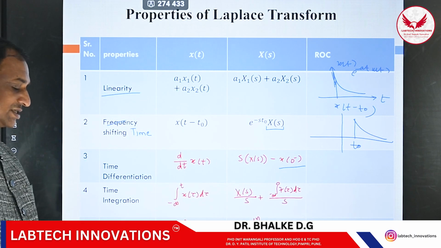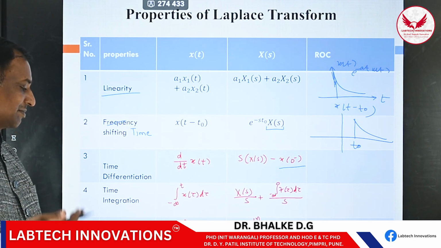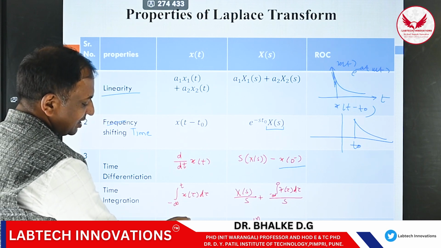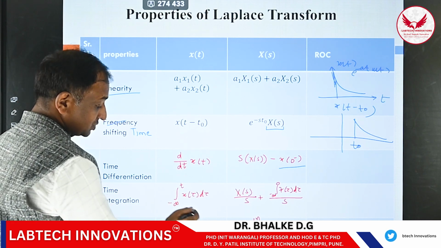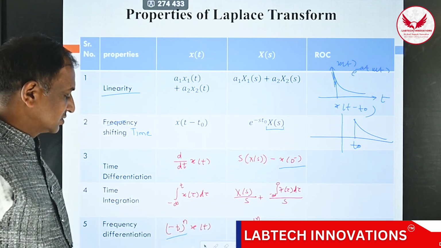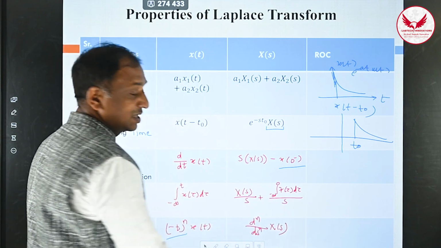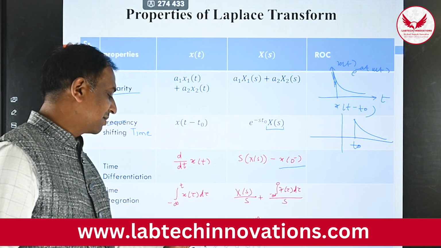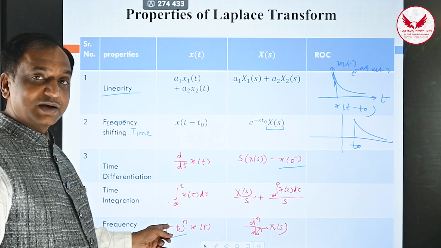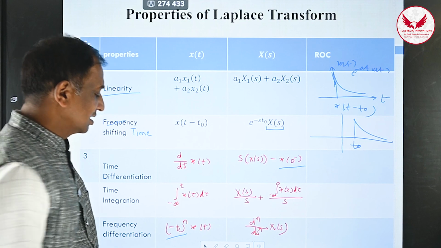Then the frequency differentiation. If the signal is multiplied in the time domain by t, that may be multiplied by minus t raised to n, any order minus t raised to n, if n is equal to 1, it will be minus t x of t. If the signal is multiplied in the time domain by this minus t, its Laplace transform is the nth order differentiation of X of s. So accordingly you can find out the Laplace transform of x of t as X of s, and whatever it is multiplied by, minus t raised to that n, you can take the nth order differentiation in the s domain.